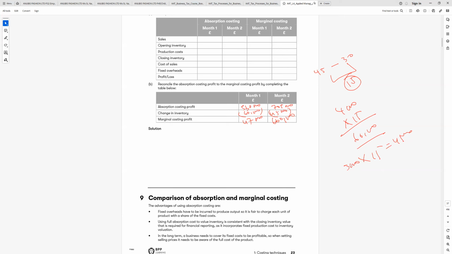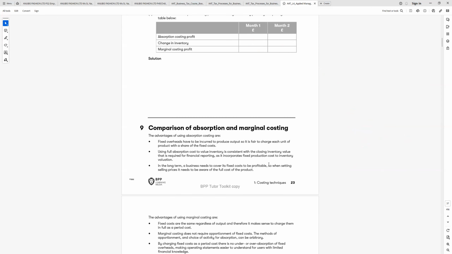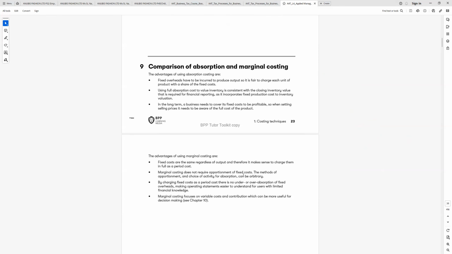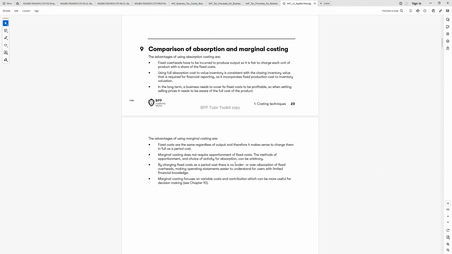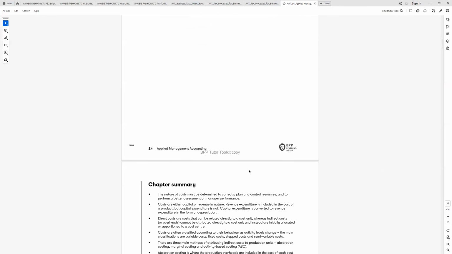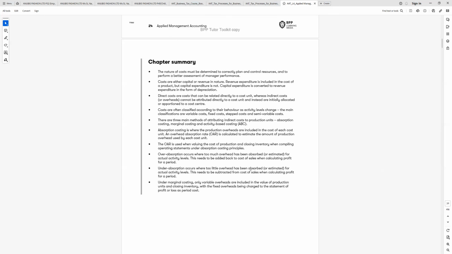Okay, so you can read the statement here. It says the comparison of absorption and marginal costing. That will give you some more understanding, but it's not very difficult anyway. So I think this is the end of our chapter. So this is all we have on chapter number 1.